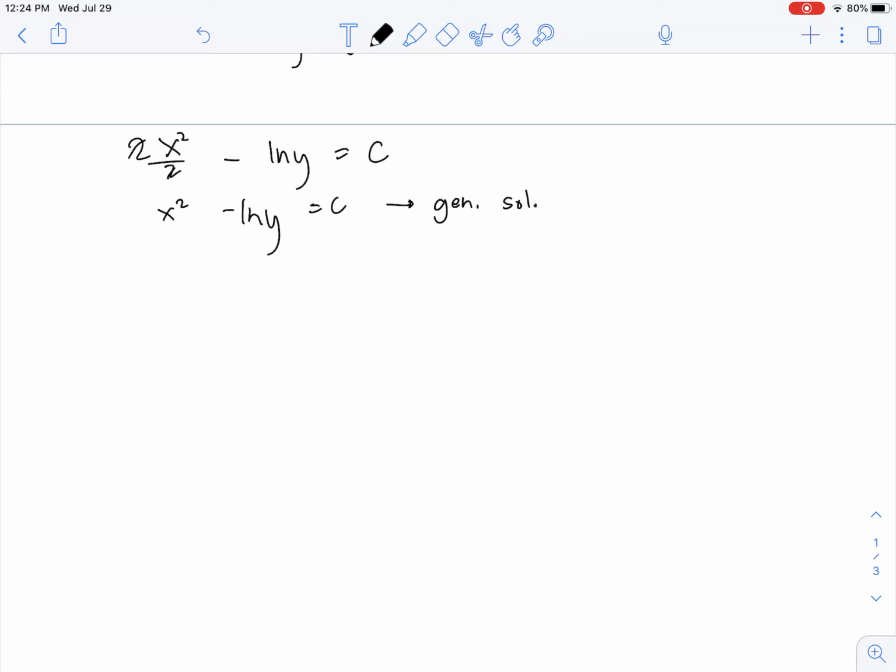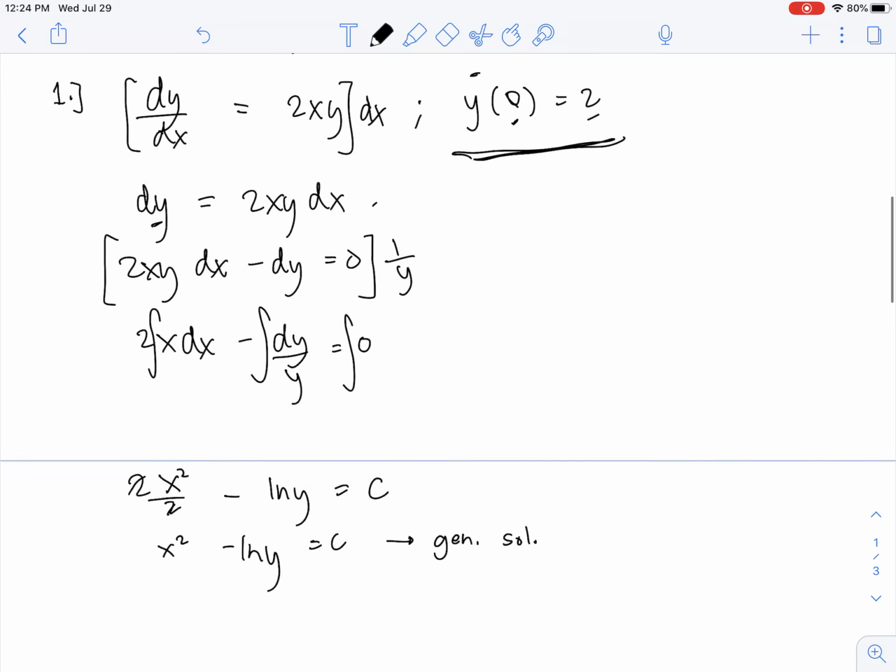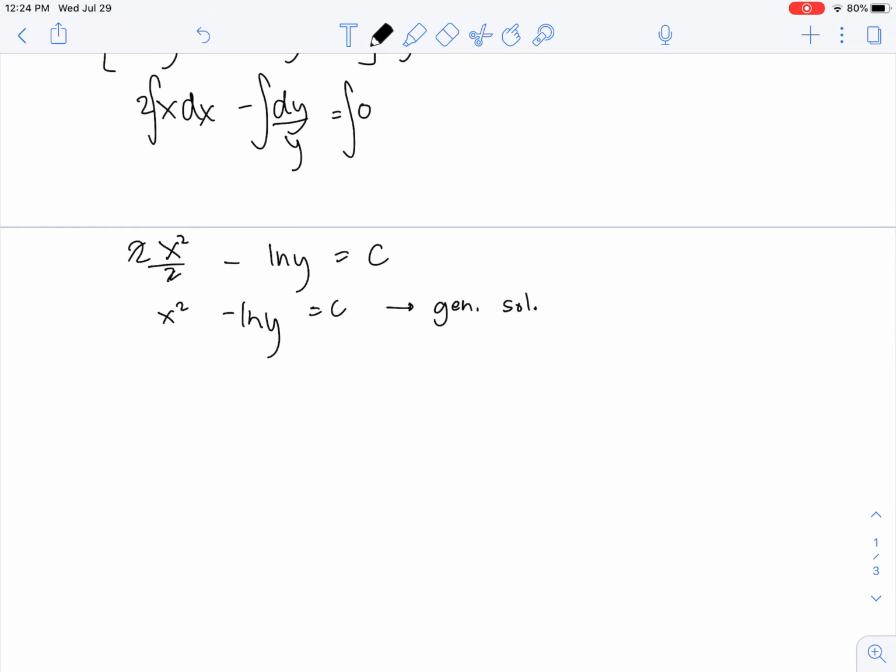Okay? So to get the value of c, we insert the values from the given condition. So y is equal to 2 and x is equal to 0. But since there is an ln, we should handle the ln first. So we can use the properties of logarithms. So we transpose it, so this is x squared is equal to c plus ln y, right? Then we can move the c to the left side of the equation.